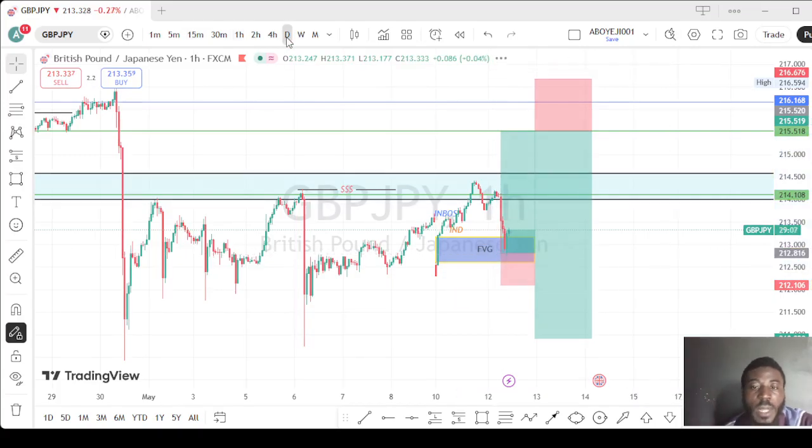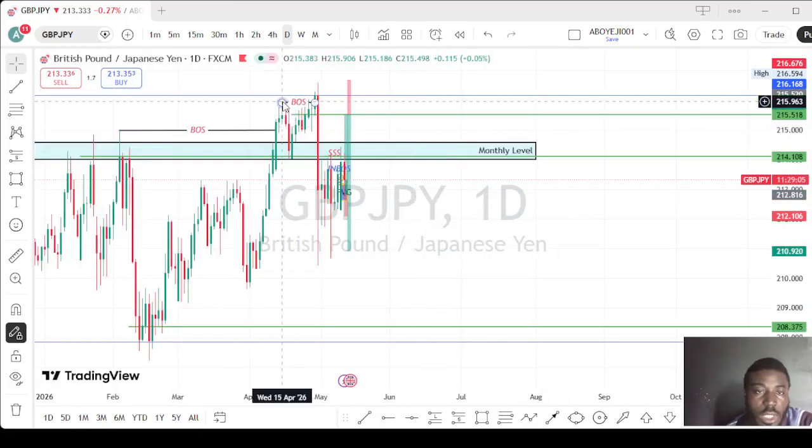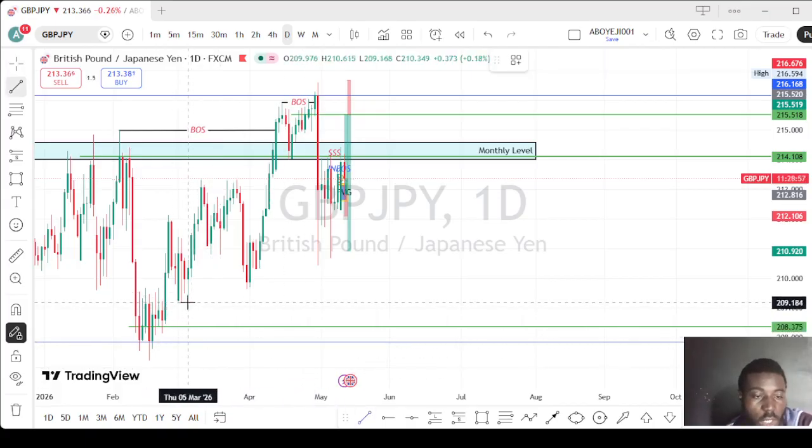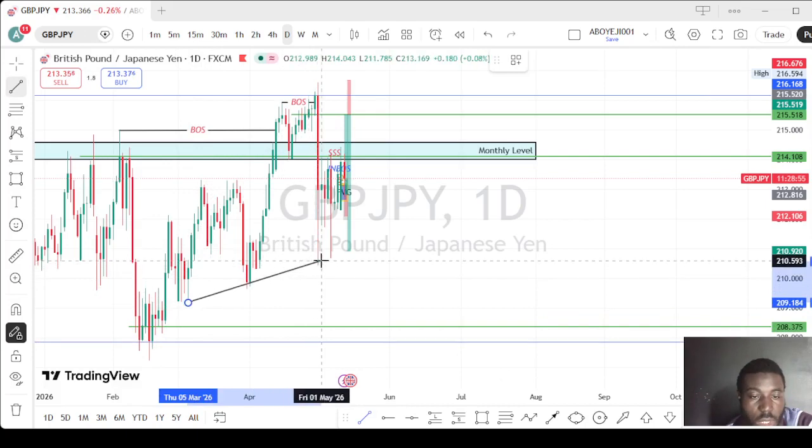So from the daily time frame, let's just go from the daily time frame before we can do anything. This is our swing high, this is our major swing high, and this is our major swing low. This is where we are expecting the market to come before we can see a huge downtrend. And all these ones serve as our liquidity.